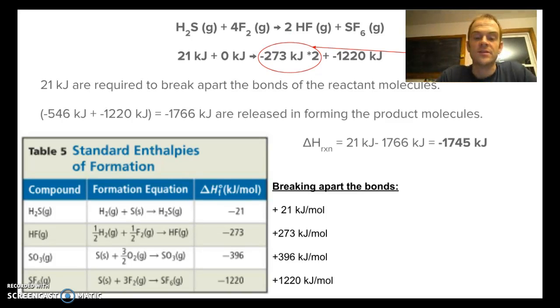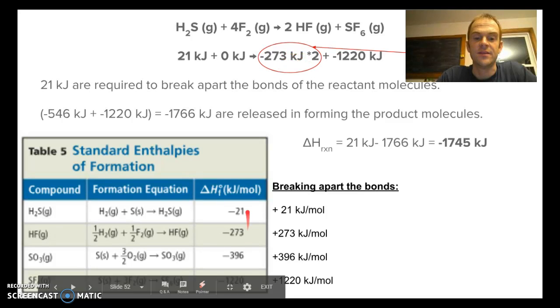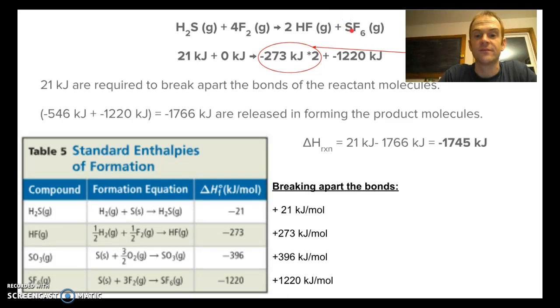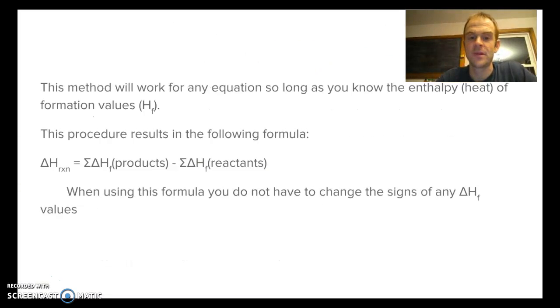And so to figure out the amount of energy for 2 moles, I multiply this formation value by 2. So that's why I did that. If there had been a 4 in front of sulfur hexafluoride, I would take this number and multiply it by 4. And that would tell me how much energy was involved with making 4 moles of that compound. Okay? So we can think of every problem like that.